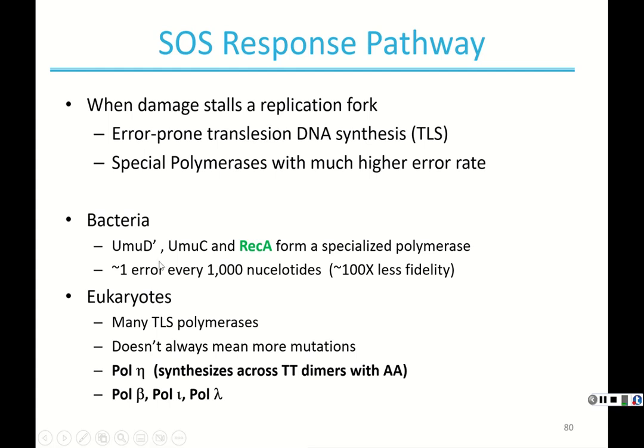And in bacteria, it's about an error every 1,000 nucleotides. So that's something like 100 times less fidelity. Okay? In eukaryotes, it's the same way. You won't be responsible to know any of these exact polymerases, but just understand that the SOS response pathway is a way that replication can still occur even though there's some major damage.